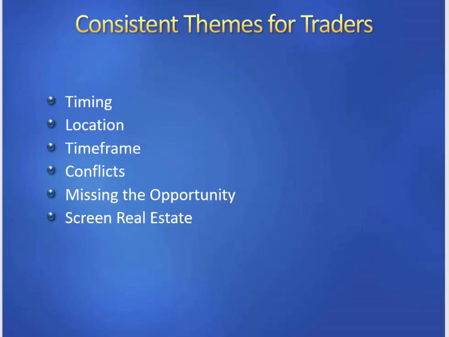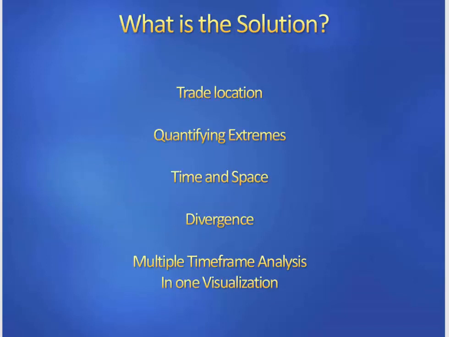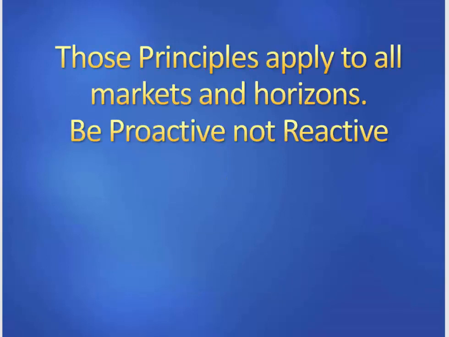Consistent themes for traders: timing, location, time frame chart, conflicts, missing the opportunity, and screen real estate. So what is the solution? Got to get the correct trade location, quantify extremes, understand time and space, quantify divergence, and then put that into a multiple time frame analysis in one visualization or chart. And these principles apply to all markets and horizons. Let's be proactive, not reactive.